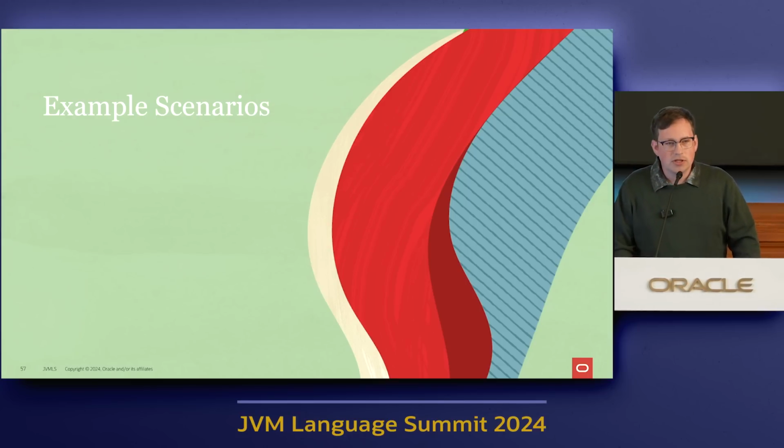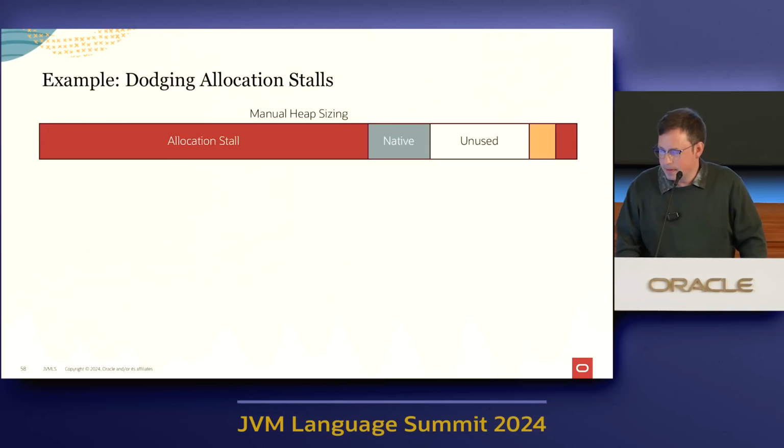So I talked a bunch of nonsense now about the policies and what they do. So I think it's useful to have a look at some of the examples of what this actually buys us. So we had the example from earlier where we got an allocation stall, but there's still some memory left on the machine. How would this pan out with automatic heap sizing?